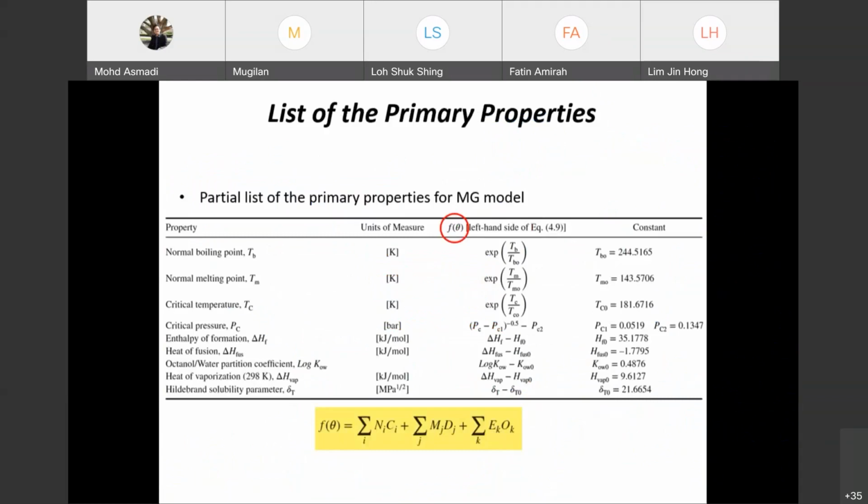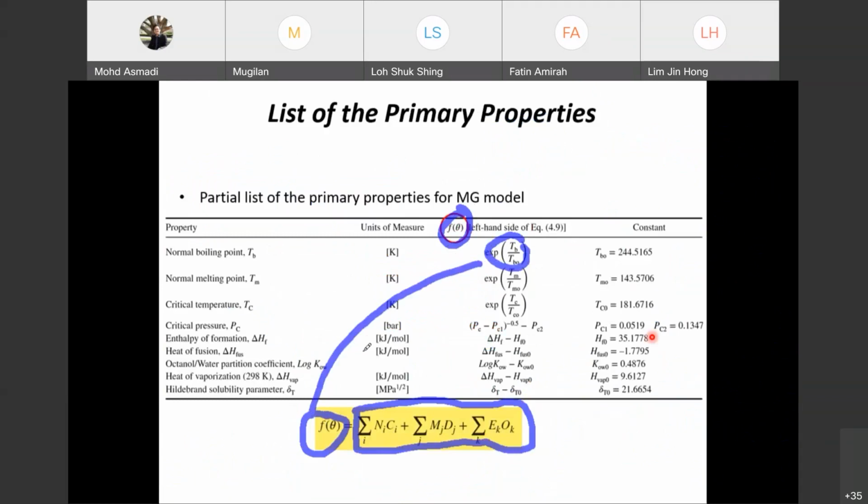Previously I already explained the right side of the equation. How about the left side? The left side is this one, the left hand side. If you want to calculate the normal boiling point, you have to substitute F theta with this equation. If you want to calculate the critical temperature, this one. This one is listed only for the primary properties, and the next part is for the secondary. So F theta, if you replace it, becomes this equation.